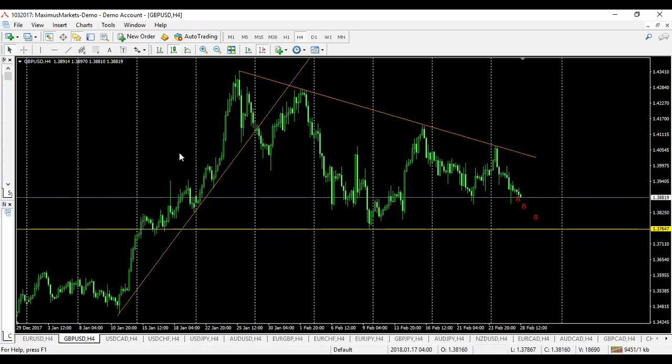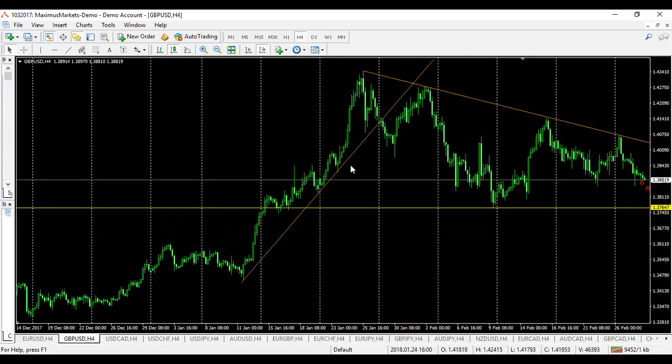So we can see that from what I have drawn, I've been able to show you a trend line in an uptrend and a trend line in a downtrend. In an uptrend, the trend line will be below. In a downtrend, the trend line will be above.